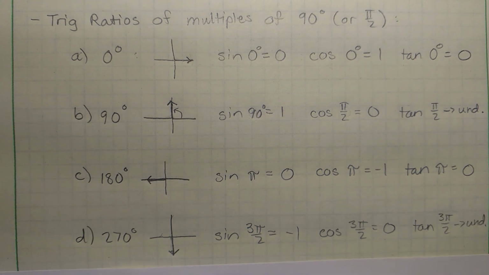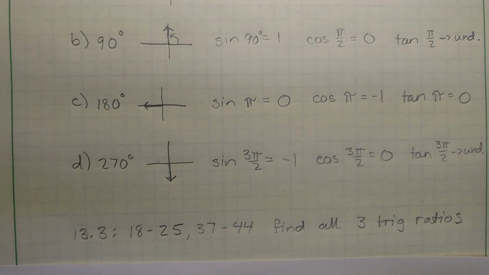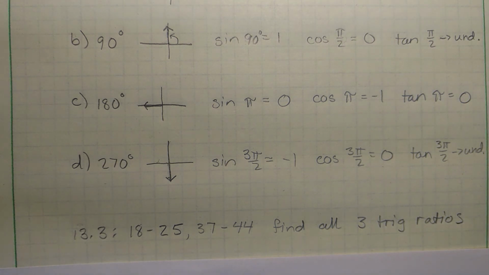Now, for your homework, here's our assignment. It's 18 through 25, and 37 through 44. One thing that is different though, on these, don't worry about what the book instructs you to do. Simply find all three trig ratios for the given angle. So it doesn't say to find tangent, but you need to find tangent as well. So find the sine, cosine, and tangent, all three of them for each of the angles given there on those problems.